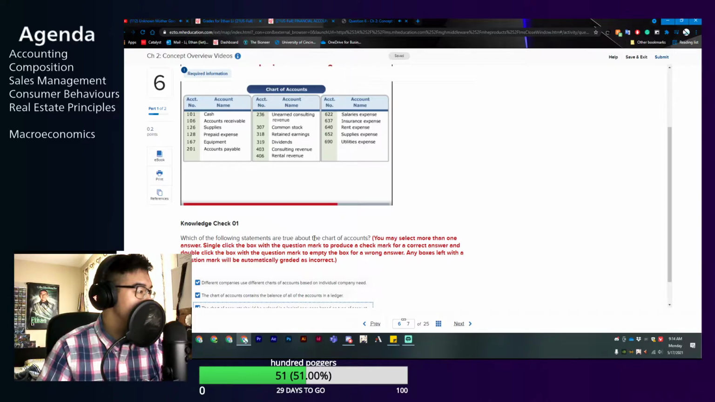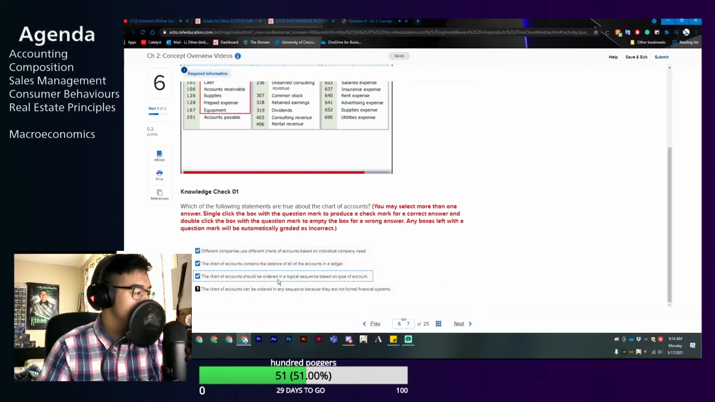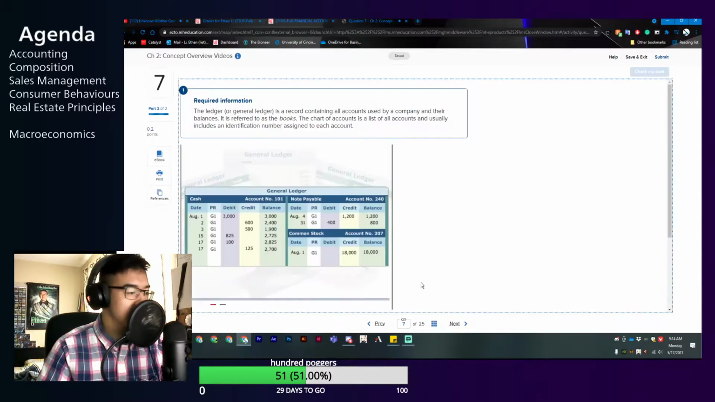Why do you think there are breaks in the numbering sequence? There could be a few different reasons. The primary one is that there is room left to insert additional accounts. The accounts are ordered as in the expanded accounting equation, with assets first, then liabilities, followed by equity accounts.